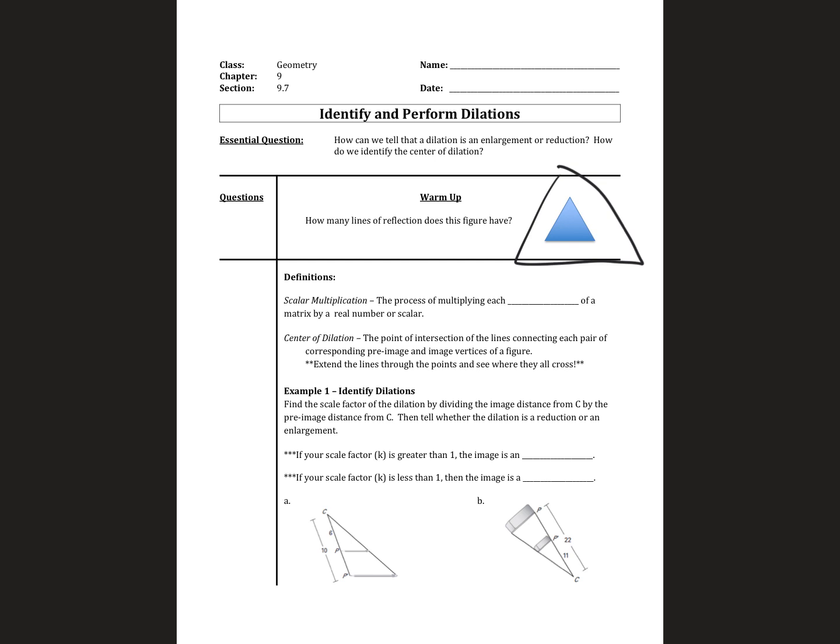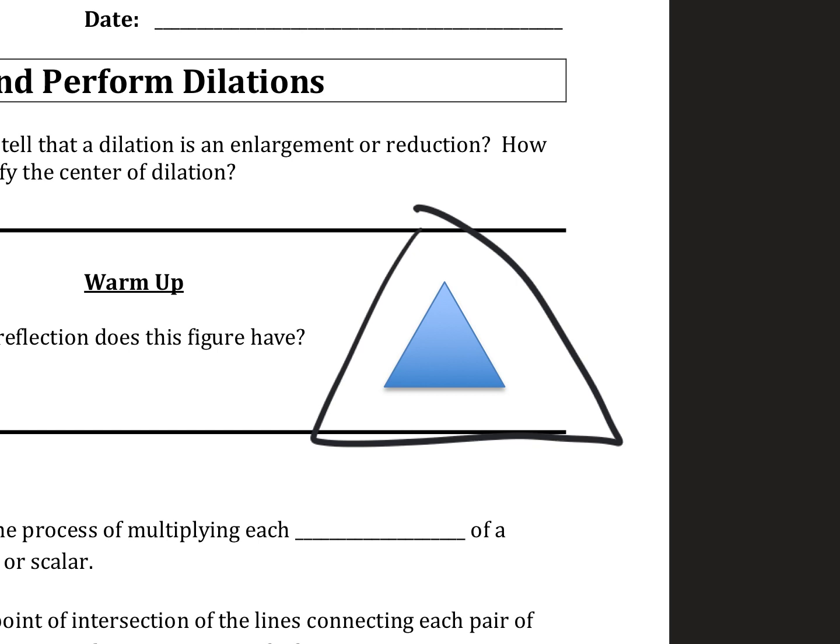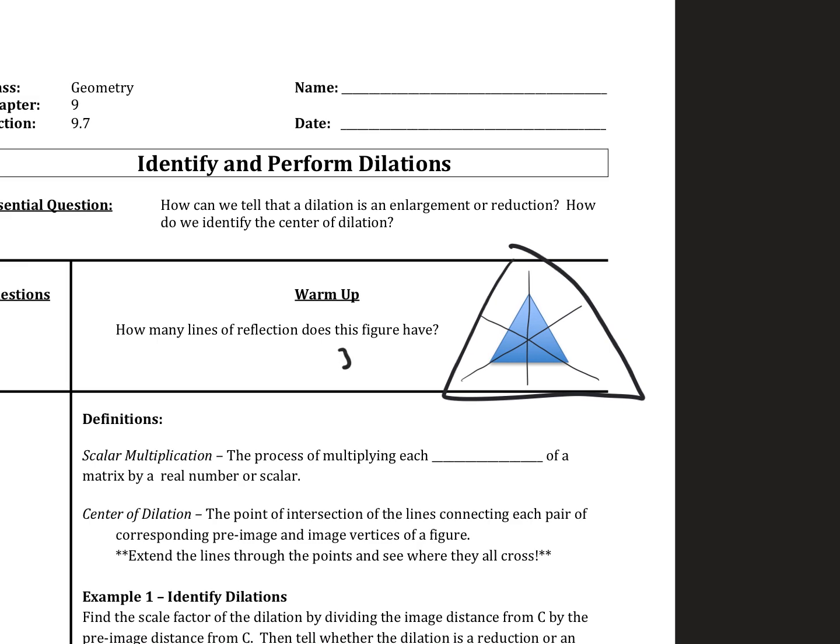Okay, we have the warm up here. How many lines of reflection does this figure have? Why don't you go ahead and give that a try? All right, remember, lines of reflection should split it so that there's a mirror image on either side. So there's 1, 2, 3. There should be 3 lines of reflection for this.